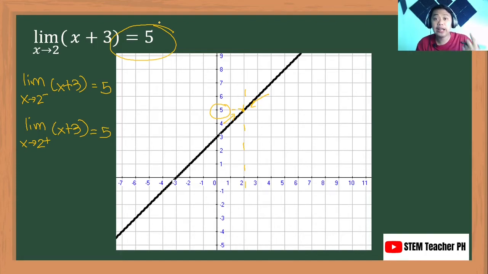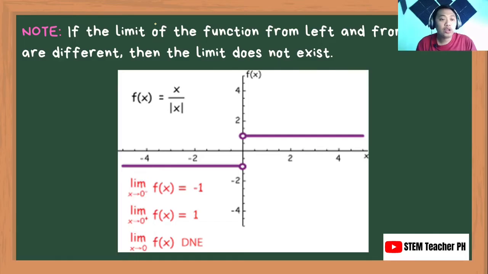Now, let us have our second example wherein magkaiba yung value ng left side tsaka yung right side limit wherein our limit does not exist. So, note, if the limit of the function from left and from right are different, kapag magkaiba sila, then the limit does not exist. Kasi kung makikita natin, as we are approaching 0 dito, from the left, yung value ng y natin, dito tayo. So, we are getting closer to negative 1 from the left. Kaso nga lang, yung from the right natin, as we are approaching 0, dito sa x natin, palapit din tayo ng palapit kay 1, pero positive.